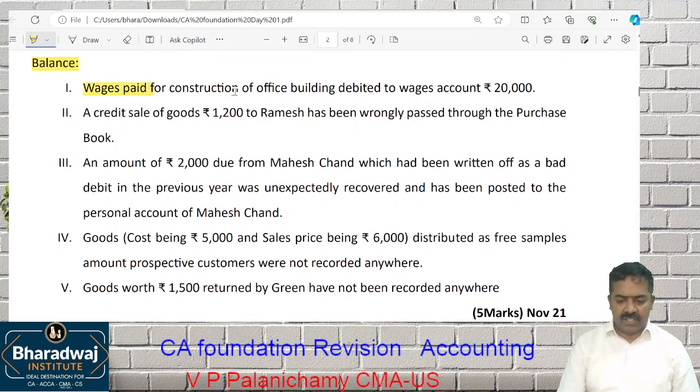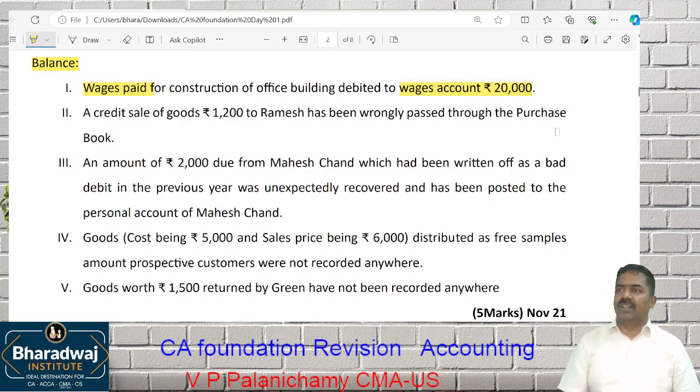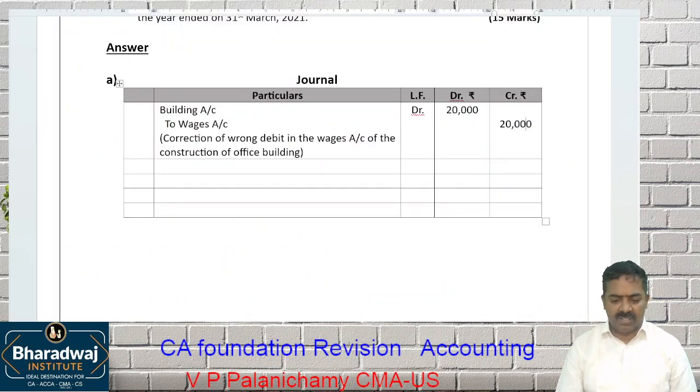Wages paid for construction of office building was debited to which account? Wages account. Which account should have been debited? Building account should have been debited. What was wrongly debited? Wages. How to rectify the error? Building account debit to wages account credit.